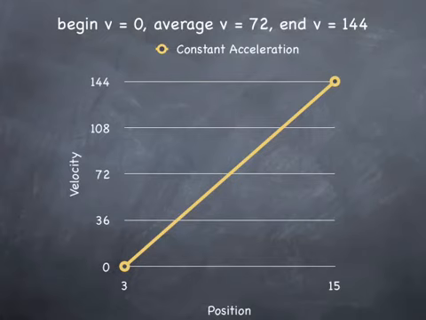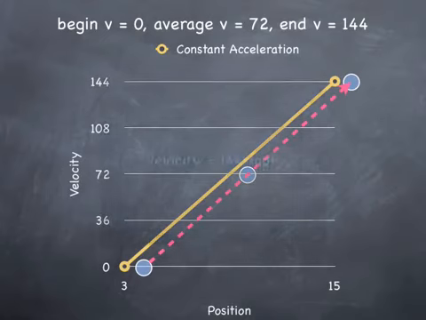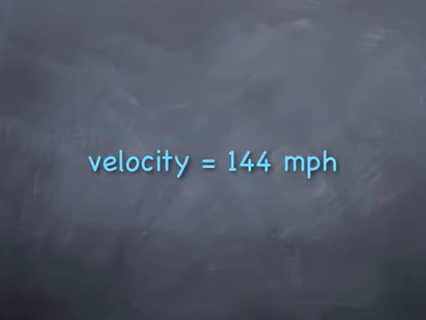If you remember, any 2 points will uniquely define a line. So if we know 2 points, and we do, we can find the third. One point we know is that we start at 0 velocity. Another point we know is that the average is 72. We can then extrapolate and figure out that the final velocity must be 144. So the answer to our problem is that the final velocity after 20 minutes is 144 miles per hour.